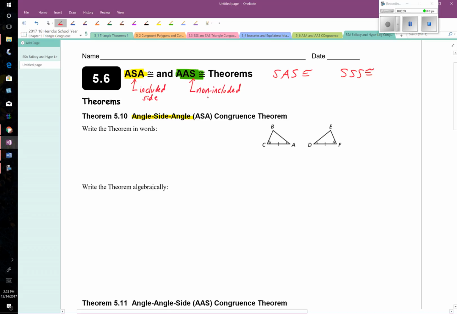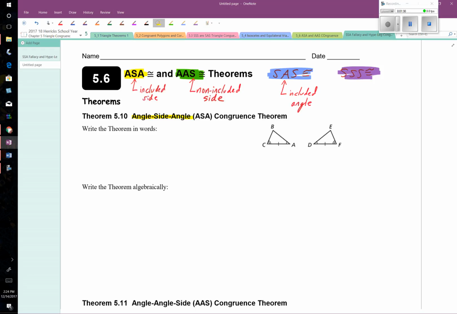It's a non-included side. And then the third one, we have side, angle, side, but the odd person out, so to speak, this time is an angle, and it's in between the two sides, so it's an included angle. Now I'll write out the word. And then the last one, there are no odd people out, so we don't have to worry about included or non-included.